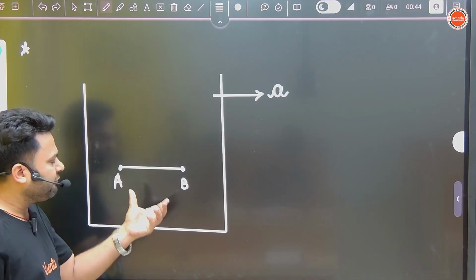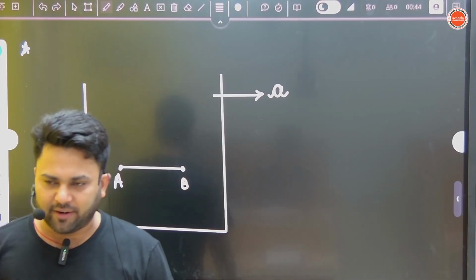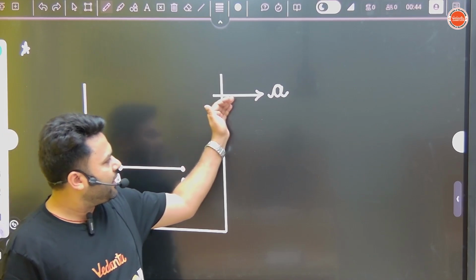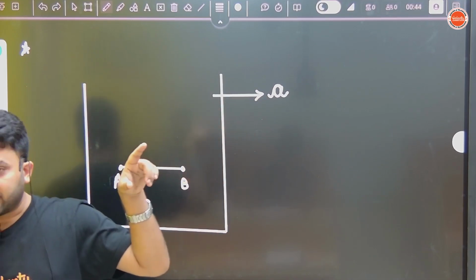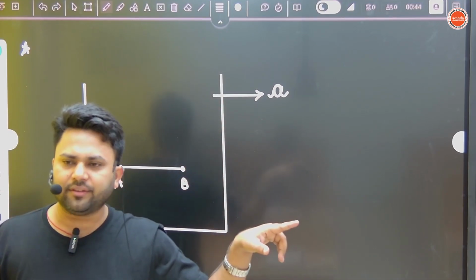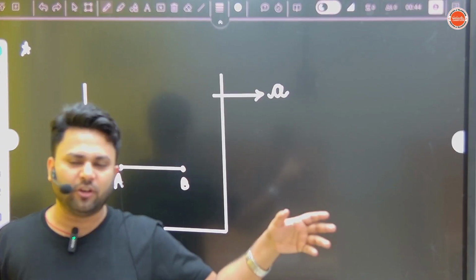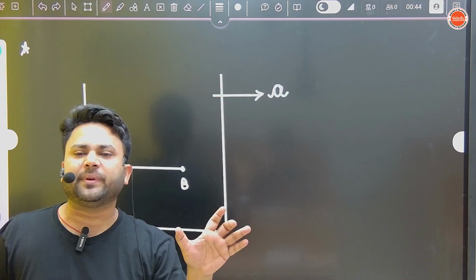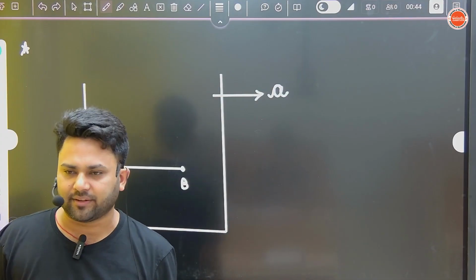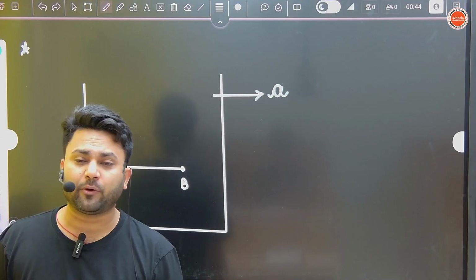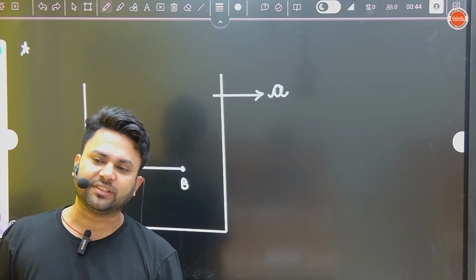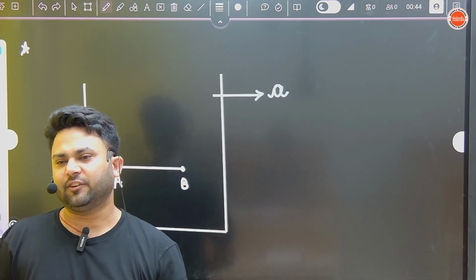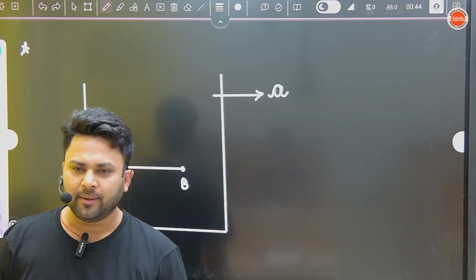So what is the difference of pressure in point A and point B? What we have to do? Listen very, very carefully. If the container is accelerating with A, always understand, I don't know how many of you know this, that the fluids will experience a pseudo force in the backward direction. Laws of motion, these things were there. If the container is moving right, the fluid will experience a pseudo force in the backward direction.